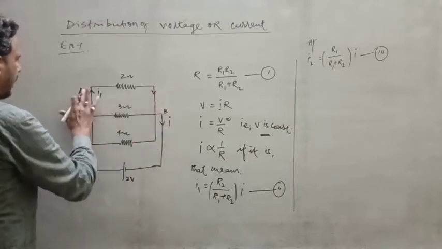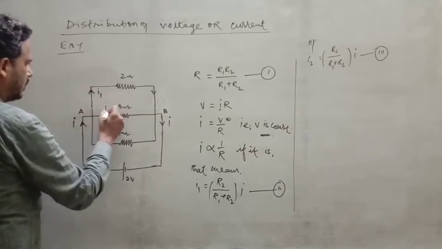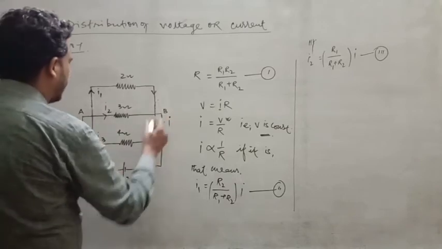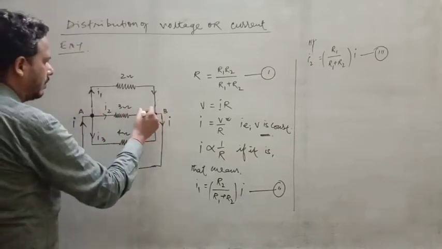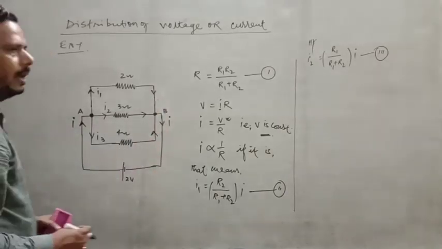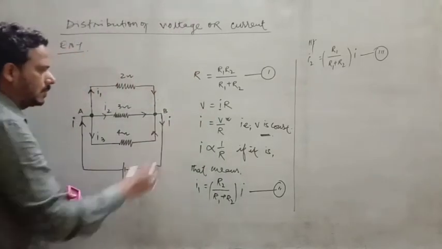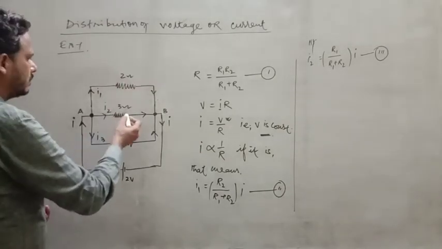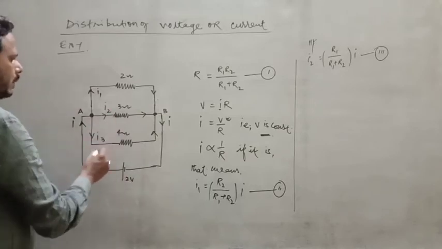So at point A, the current is distributed as I1, I2, and I3. At junction B, the same currents I1, I2 and I3 combine together as an algebraic sum to give the current I. Here we have taken 2 ohm, 3 ohm, 4 ohm and 2 volt.